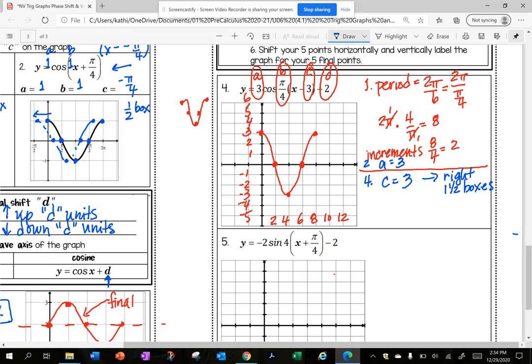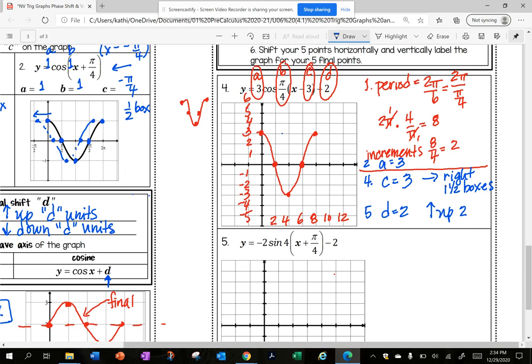I'm not labeling the boxes. When you don't label the boxes, you're not telling me all the information. So make sure you label the horizontal and the vertical axes. Okay, and then we said D is 2, so that means I'm going up 2. And I'm counting by 1, so I'm really going up 2. So I'm going right 1.5 boxes and up 2.